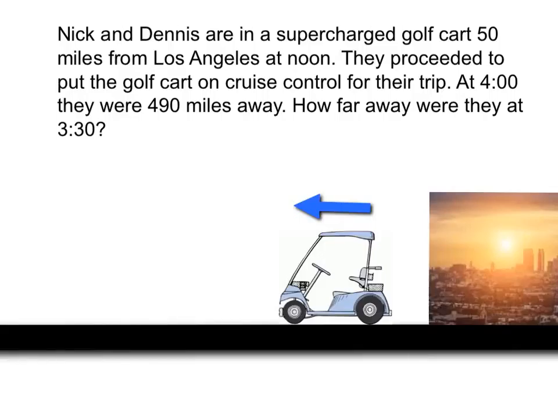Nick and Dennis are in a supercharged golf cart 50 miles from Los Angeles at noon. They proceeded to put the golf cart on cruise control for their trip. At 4 o'clock, they were 490 miles away. How far away were they at 3:30?